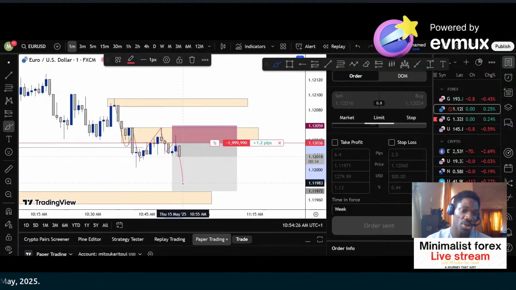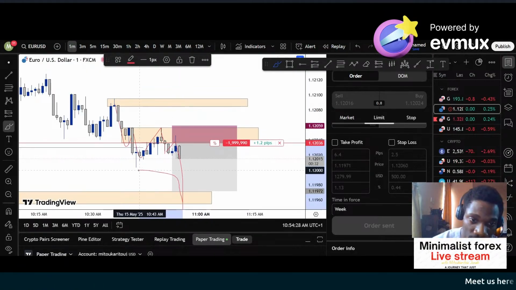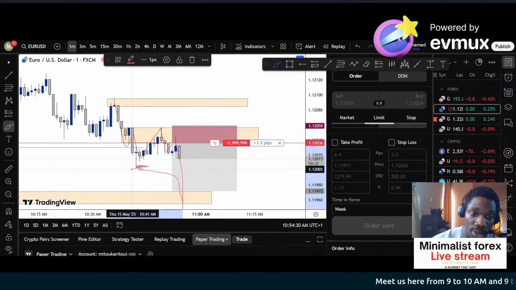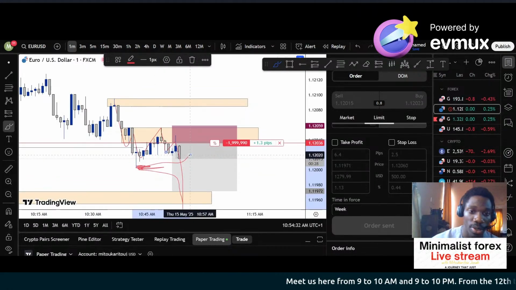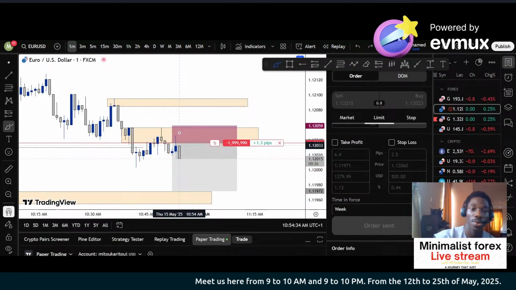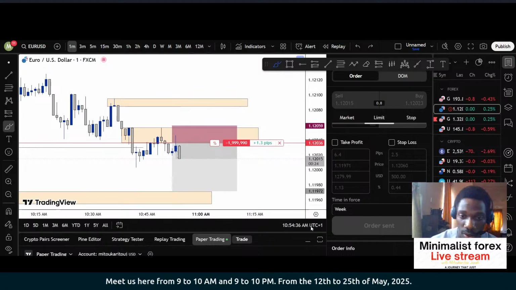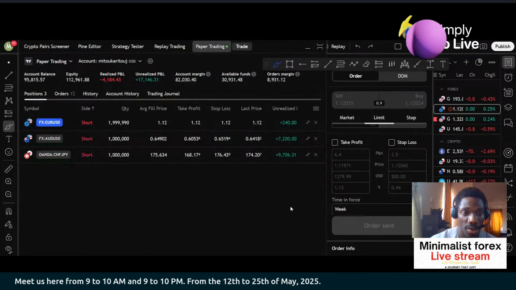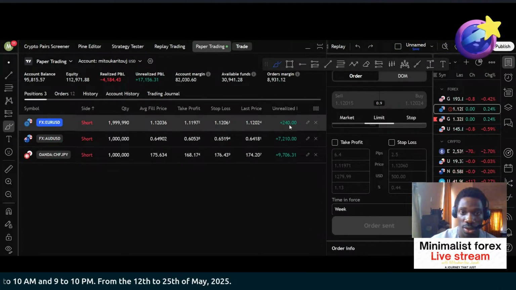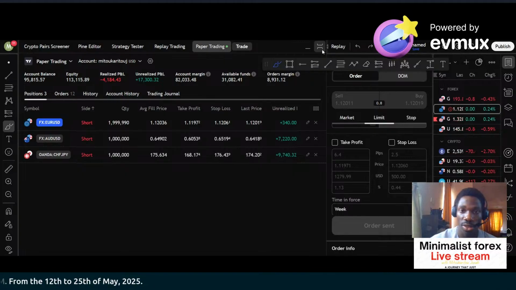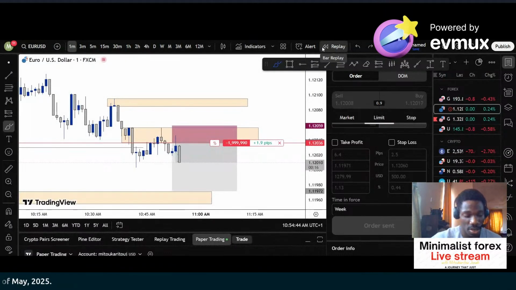So it's just choppy. I'm not very confident on this trade until price breaks this low. Until price breaks this low, this high might still fail. So let's just watch it go. Let me see what it looks like. This is the trade. EU short, $340 in profit.